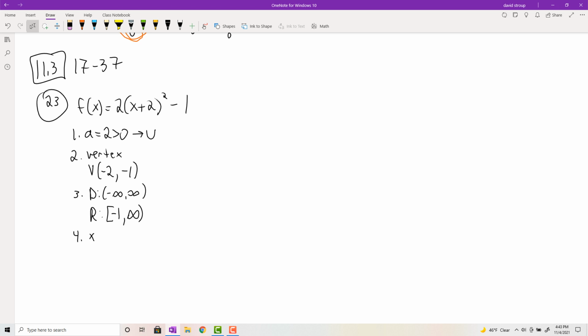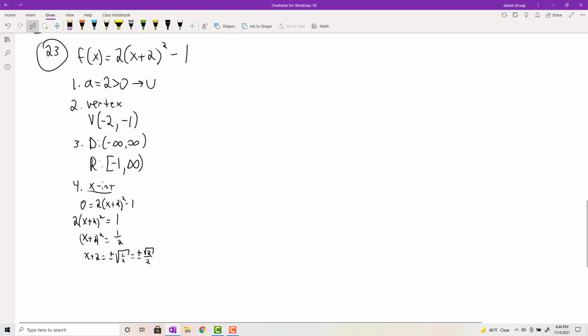Fourthly, then you need the x and y-intercepts just to graph the thing. So for the x-intercept, you let y equal 0. So you get 2 times (x plus 2) squared minus 1. You can add the 1 to the other side. I'm going to flip-flop sides though. So I'll have a 1 over here. Divide by 2. Square root property says x plus 2 is plus or minus the square root of 1/2. And again, I always like to rationalize my denominators. So plus or minus, it'll end up being the square root of 2 over 2.